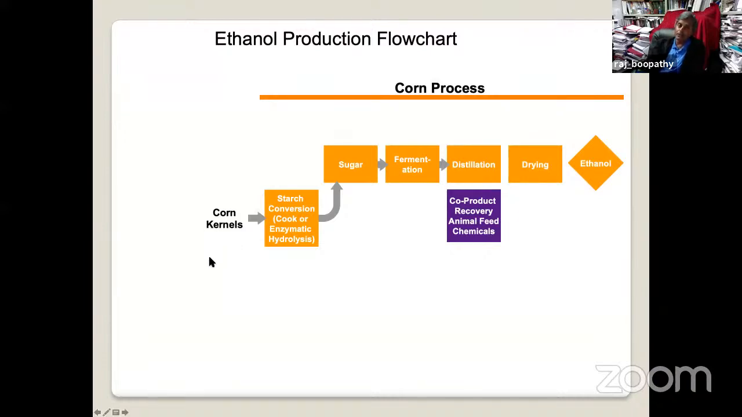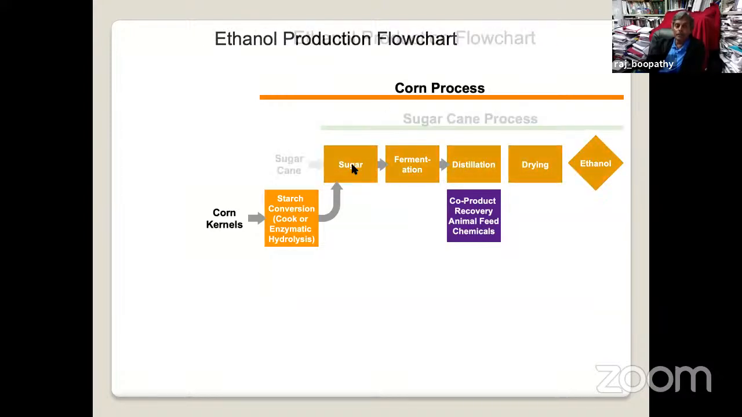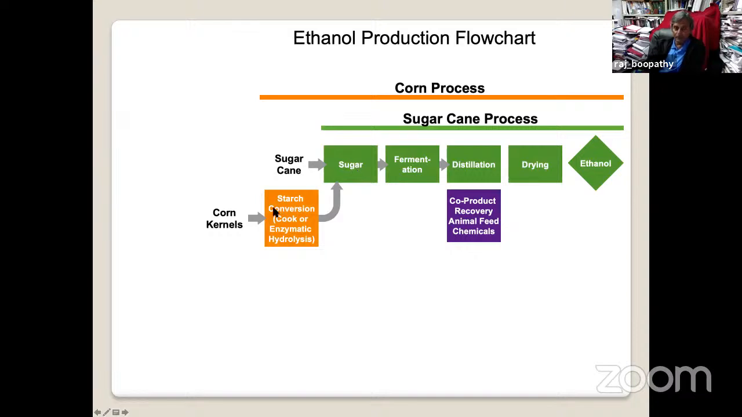What is commercially successful now? From corn, this technology is mature. We make 10 billion gallons of ethanol. You take corn, do the hydrolytic process, get sugar, then fermentation, distillation, drying, and you make ethanol. This is well-proven technology commercially in the US and in Brazil. We make plenty through corn. In Brazil, instead of corn, they use sugarcane.